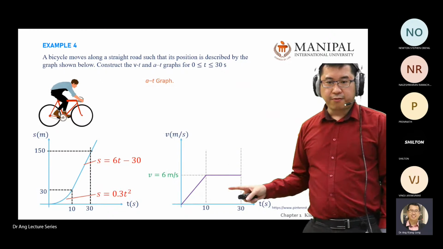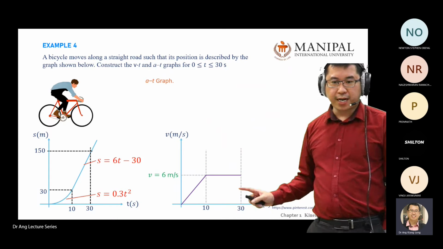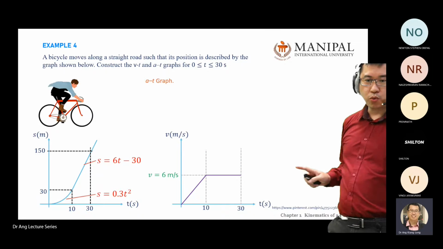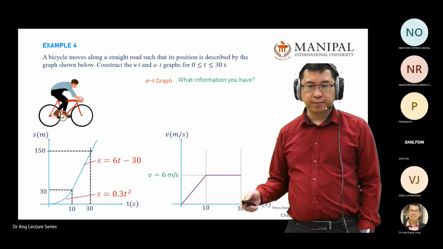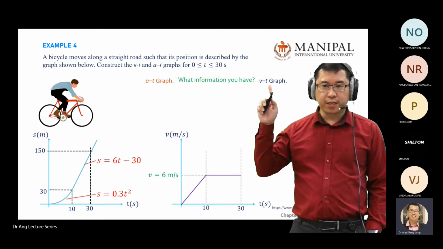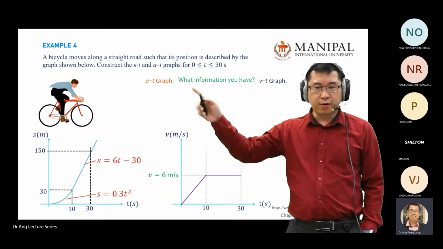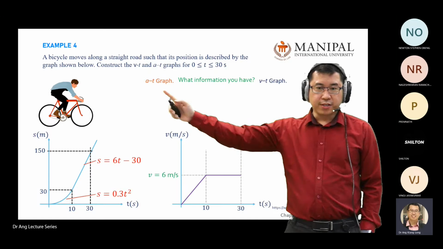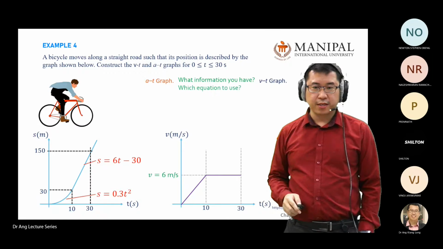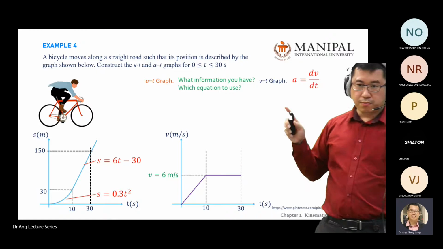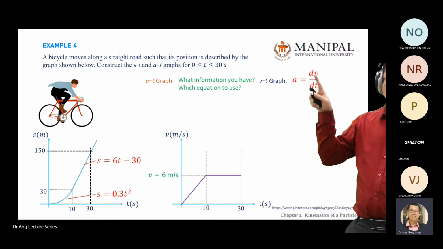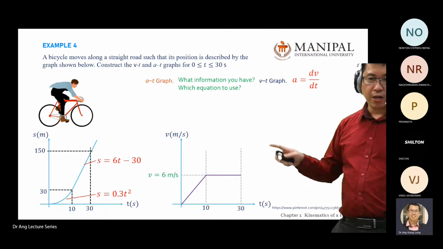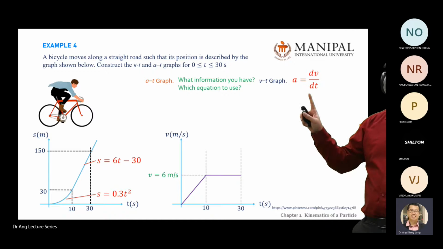When you have a V versus T graph, you can convert this one into an A versus T graph. So you have the VT graph; use the VT graph to convert to AT. Recall the definition of acceleration using V. Acceleration is equal to dV/dt, or the change of velocity divided by the change of time.